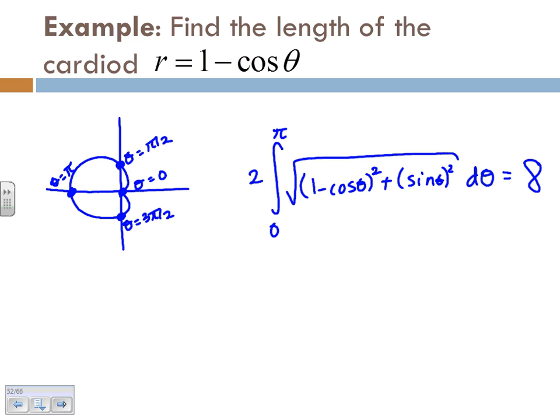So after we find arc length, what do we always like to do? Yeah, rotate it and get the surface area.